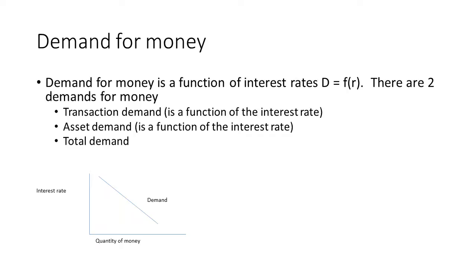And so you wouldn't be holding it in those, quote, idle balances in the form of currency or in the form of demand deposits. So transaction demand is interest rate sensitive. The one that's really the interest rate sensitive one is the asset demand. Now, this is money you have that you're going to invest in some sort of financial assets. And when interest rates are low, you are less likely to buy those and hold more money.